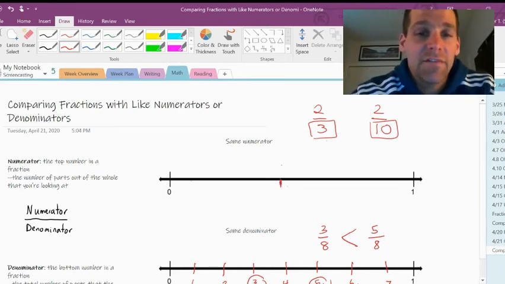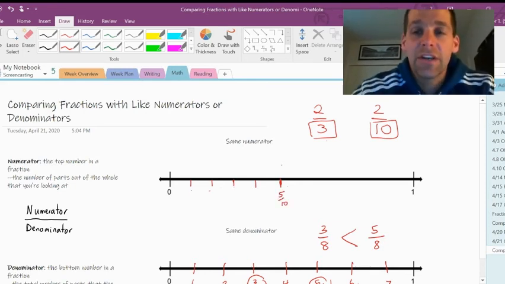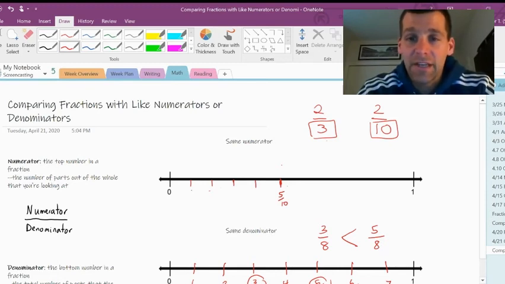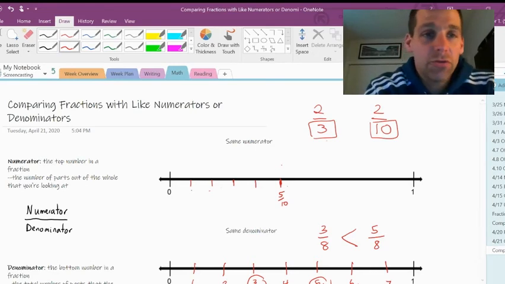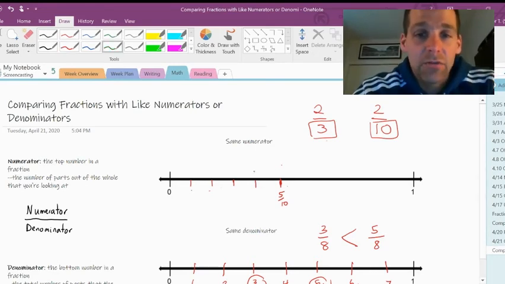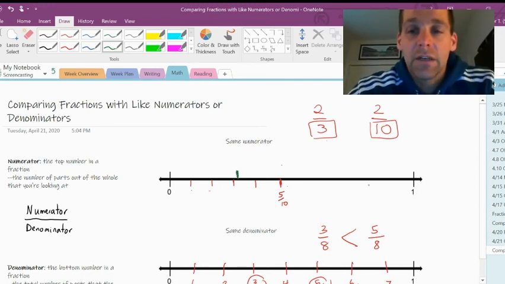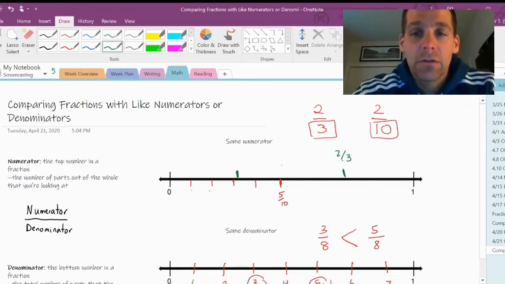So I've got this in half. So 1, 2, 3, 4. So I've got 1, 2, 3, 4, 5. This is 5/10. I don't need to go any further because I know I've got tenths here, but I only need 2 of them. Here, I've got to do 2/3 though, and I need to divide this into 3 parts. Somewhere roughly around here, and then roughly around here, 2/3.